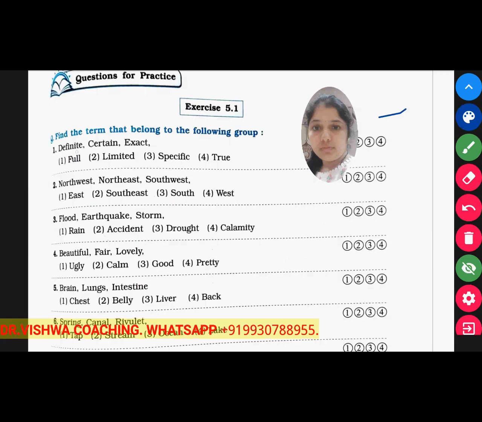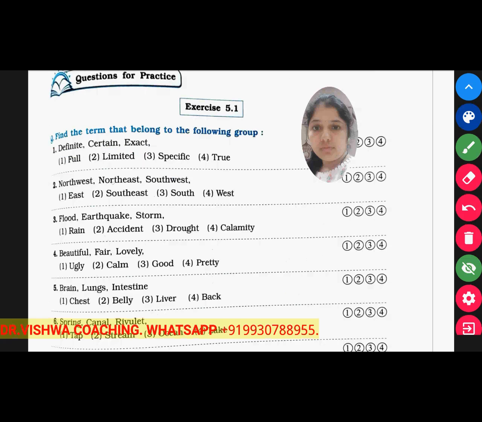Definite, certain, exact. All this means exactly what we have to say, or certain means निश्चित, exact means fixed and so on. Definite means again निश्चित, जे आपण मराठीमध्ये म्हणतो ते. So something which is fixed. Now which word matches with these synonyms? Full, limited, specific, or true. So specific means the same as exact, as definite.